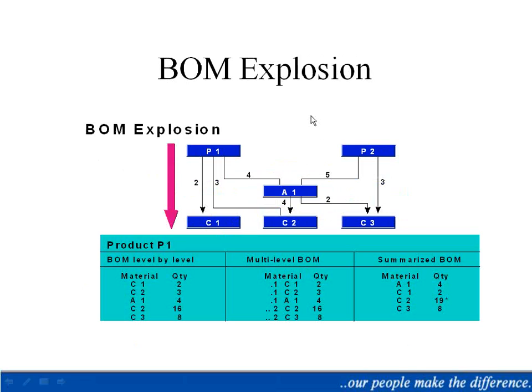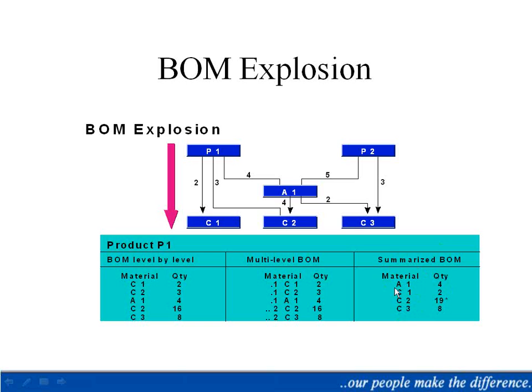There are 3 ways how to explode the BOM, or generally we look into. It can be level by level, that is for this particular material, C1, C2, C3, A1, A2, A3, level by level it is coming. For a multi-level, for material 1, all the components are coming. For material 2, level 1, all the components are coming. Level 2, all the components are coming. Level 3, all the components are coming. Okay, I'll show it to you in the system.